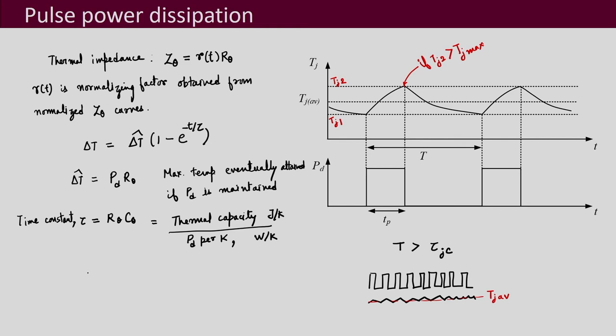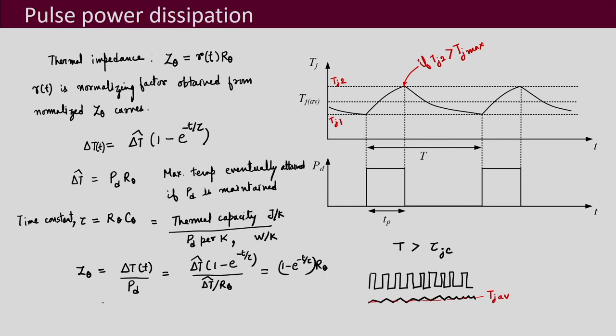So then what we will get is your Z theta, this is your division of delta T. Now let me write it as a function of time, because the change in the temperature is a function of time here, delta T as a function of time divided by PD, that is the thermal impedance. So this will be given as delta T hat into 1 minus e power of minus t by tau, divided by PD, which can be written as delta T hat by R theta. So then this becomes equal to 1 minus e power minus t by tau into R theta.